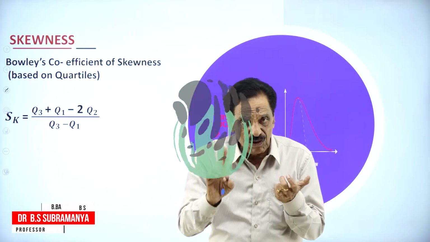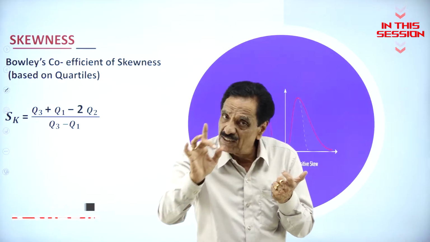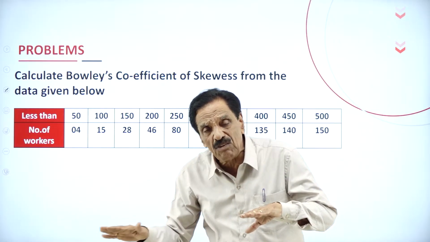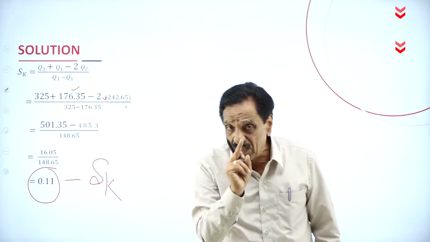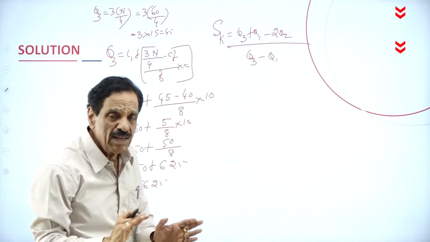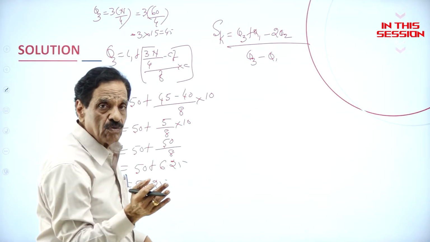Q1 first quartile, Q2 second quartile, Q3 third quartile. All are increasing, which means it is a cumulative frequency. We require Q1, Q2, and Q3. Q3 plus Q1 minus 2Q2, divided by Q3 minus Q1.